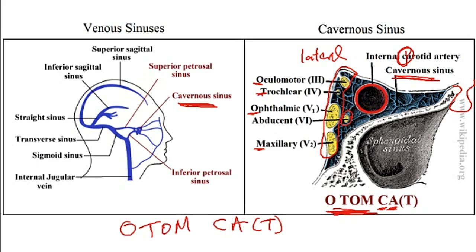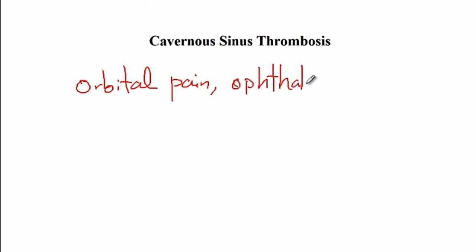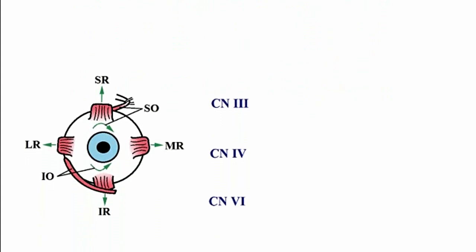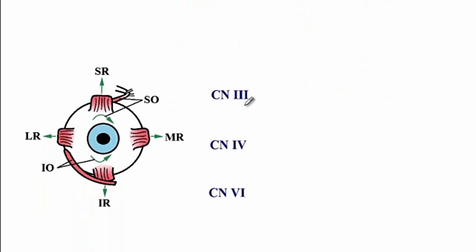Now, the symptoms of cavernous sinus thrombosis, as I just discussed, depend on the nerves that are being affected. So therefore there would be orbital pain, proptosis, as well as ophthalmoplegia, and this is paralysis of the extraocular muscles. So you know the extraocular muscles are innervated by cranial nerves 3, 4, and 6. So cranial nerve 3 or oculomotor, cranial nerve 4 or trochlear, and cranial nerve 6 or abducens.